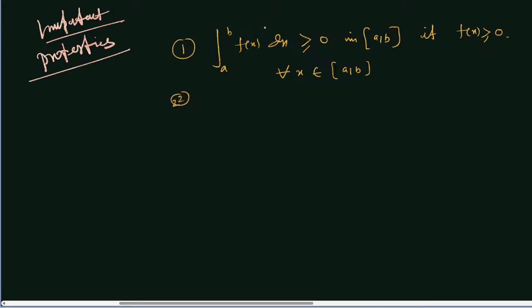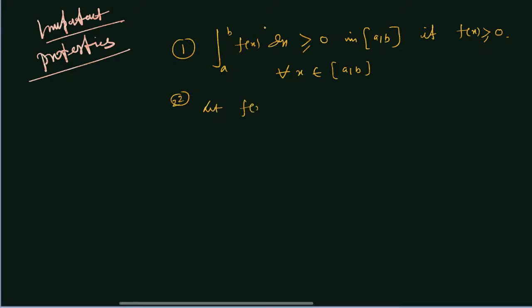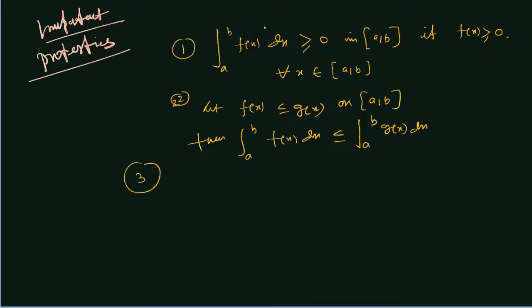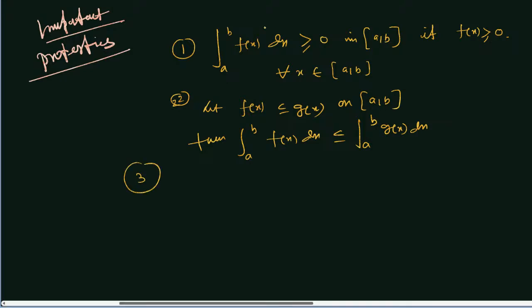Second property is, let f(x) be less than or equal to g(x) on [a, b]. Then integration of a to b f(x) dx is less than or equal to integration of a to b g(x) dx. I have seen many years WBJEE, they are asking questions based on this. You can use this thing properly. Third property, if one function is less than the other, then the integration of that in the same interval will be less than the integration of the other function.